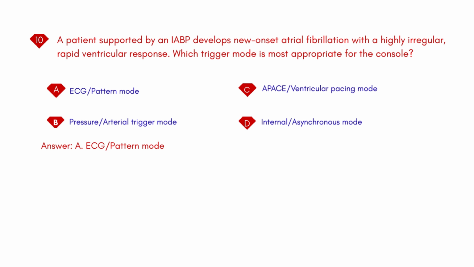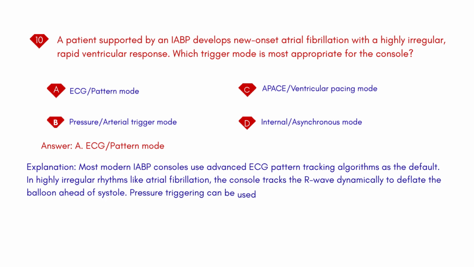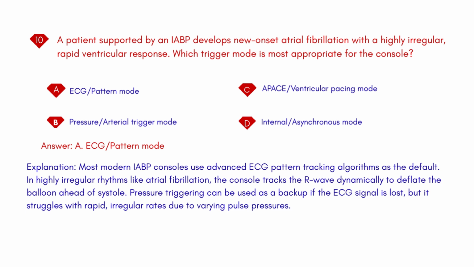ECG/pattern mode. Explanation: most modern IABP consoles use advanced ECG pattern tracking algorithms as the default. In highly irregular rhythms like atrial fibrillation, the console tracks the R wave dynamically to deflate the balloon ahead of systole. Pressure triggering can be used as a backup if the ECG signal is lost, but it struggles with rapid, irregular rates due to varying pulse pressures.